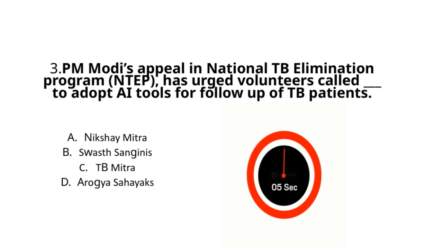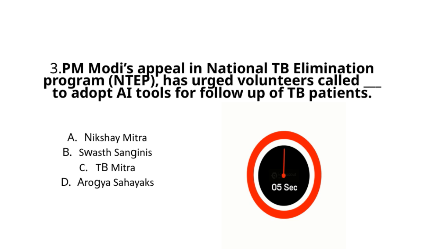Swasth Sanguinis focuses on community health workers who assist in early detection and awareness. TB Mitra and Aragia Sahyaks are similarly dedicated to bridging gaps between health services and the community, ensuring no patient is left behind.